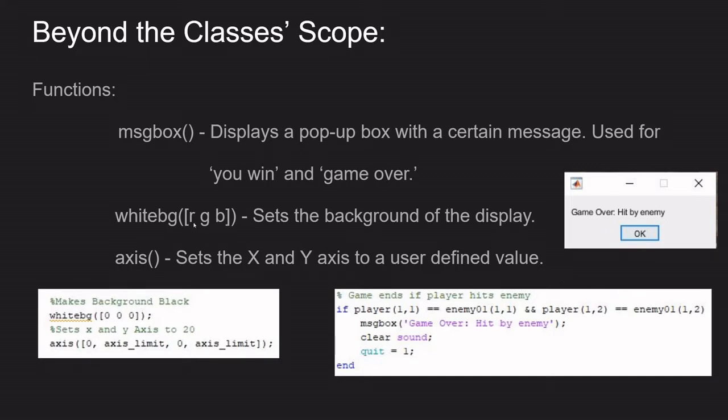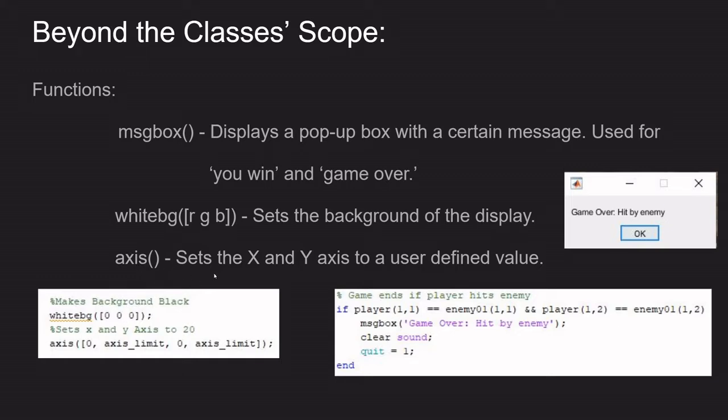The second function I use is white background. This takes three variables, red, green, and blue, from a 1 by 3 array, and based on the numbers you put in, it's going to give a color output. In the example I gave, the main use I have for this is just white background 000, which displays a black background.